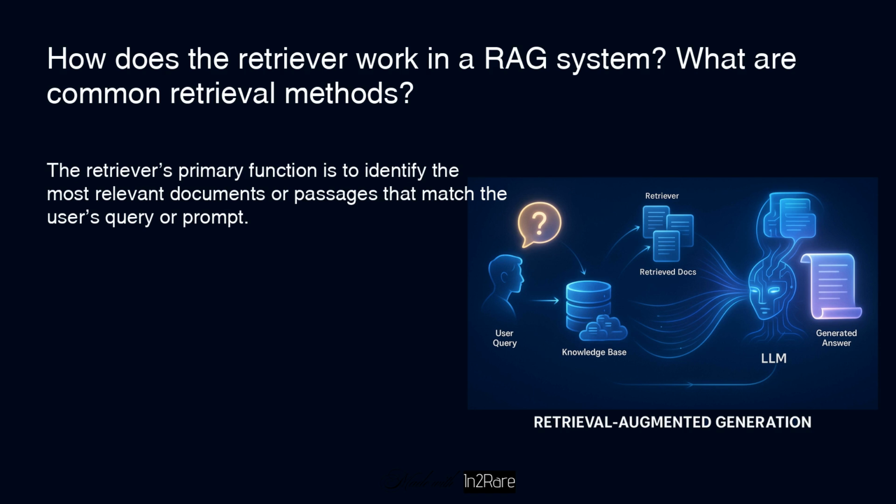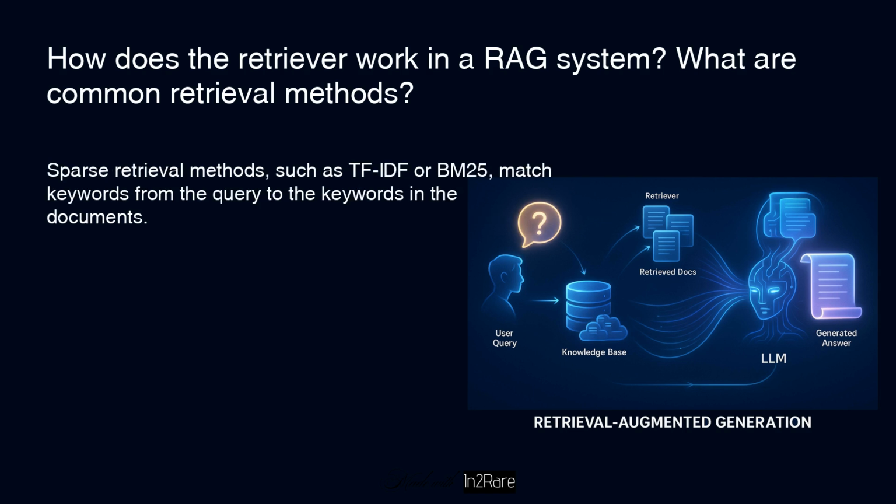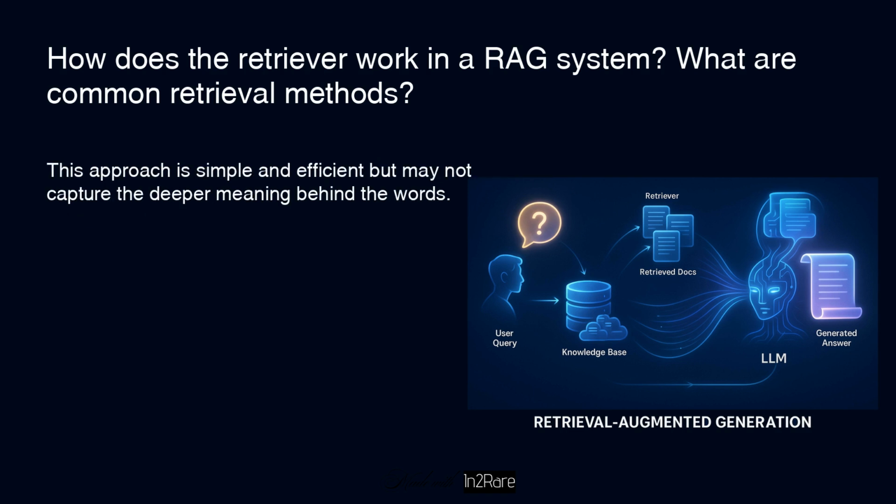query or prompt. There are different methods that the retriever can use to retrieve information, which can be broadly categorized into two main approaches: sparse retrieval and dense retrieval. Sparse retrieval methods such as TF-IDF or BM25 match keywords from the query to the keywords in the documents. This approach is simple and efficient but may not capture the deeper meaning behind the words.